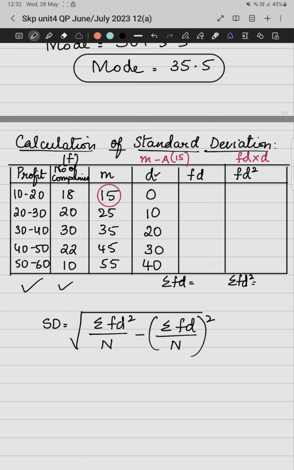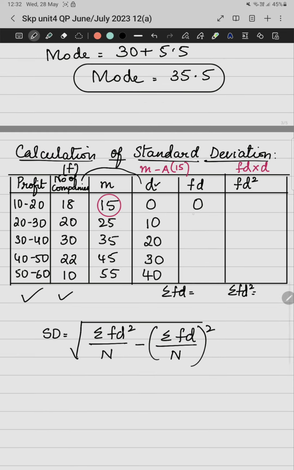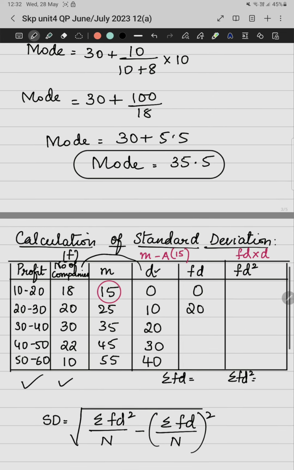Okay, now FD. FD is F into D. So 18 into 0 is 0. Please don't write 18 here. 18 into 0 is 0. 20 into 10 is 200. Then 30 into 20, 600. 22 into 30, 660. 10 into 40, 400. Now if you add all this, you will get 1860. That is summation FD.